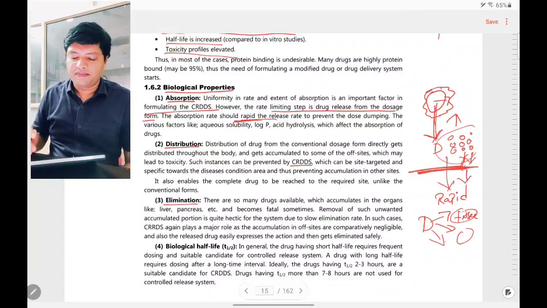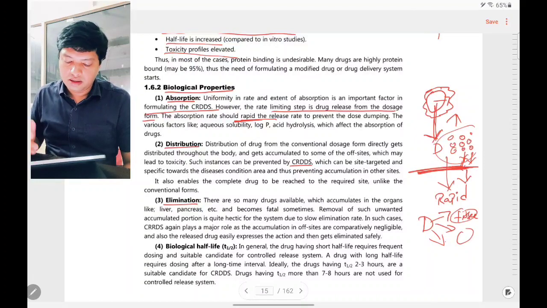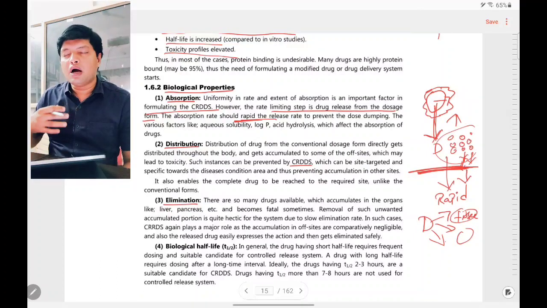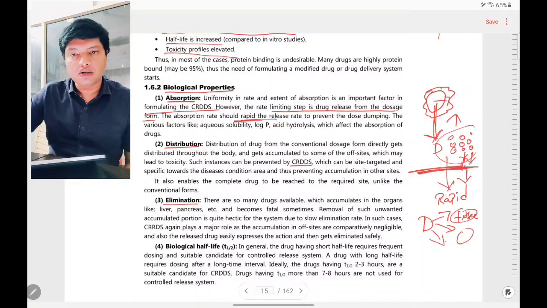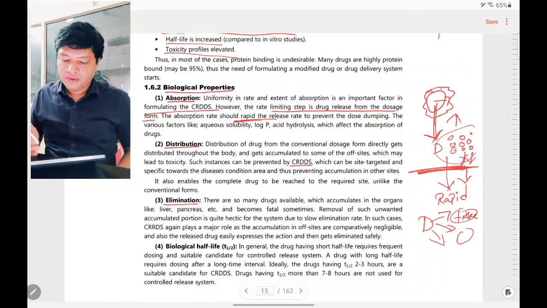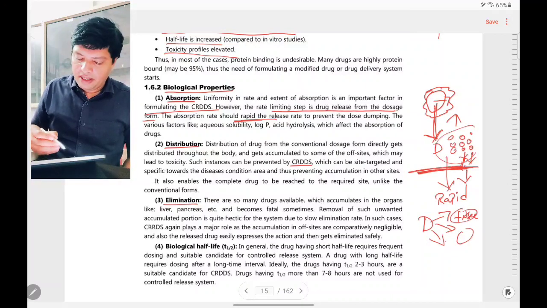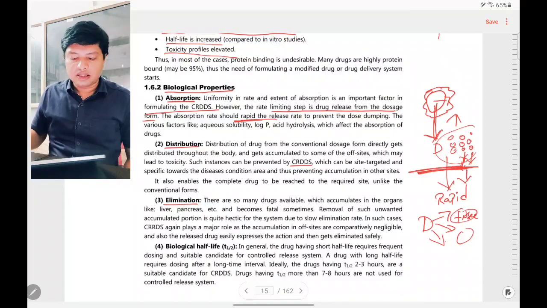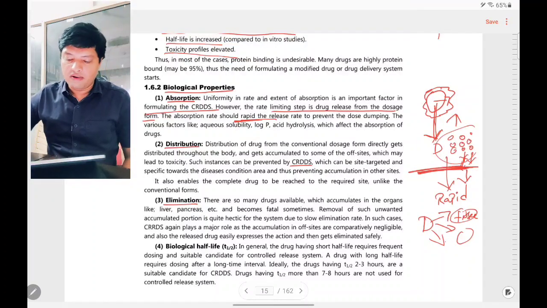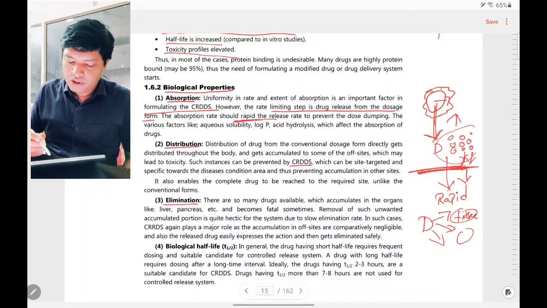Next is elimination. I don't want the drug to be eliminated slowly. What I assume is, because I am controlling the release of the drug from the dosage form, the drug elimination rate is more. The drug will be eliminated through various organs like the liver, we have hepatic clearance, and we have renal clearance. So removal of the unwanted portion of the drug is slow.